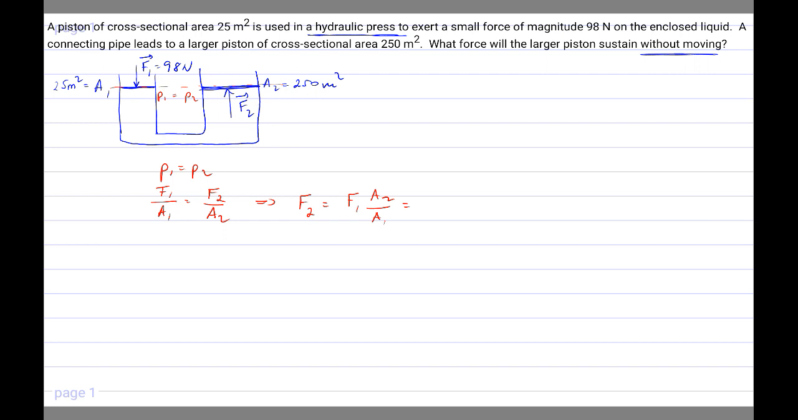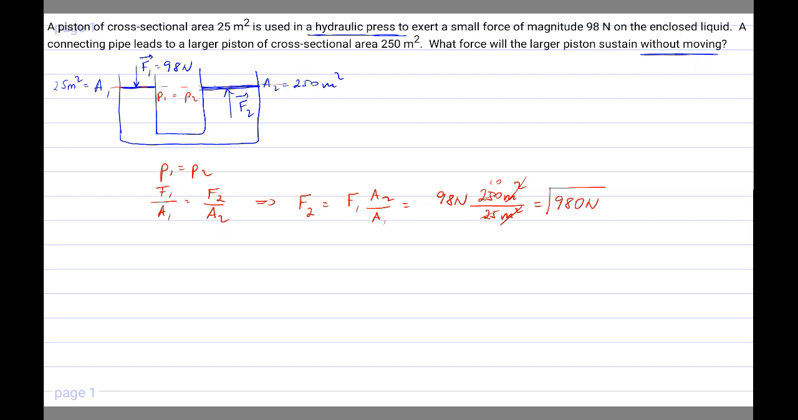Plugging in the numbers, F1 is 98 newtons. Area 2 is 250 square meters. Area 1 is 25 square meters. So the units for meters cancel out, and we're left with 250 divided by 25. That would be 10. 10 times 98 is 980 newtons.